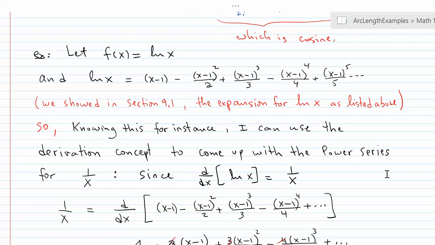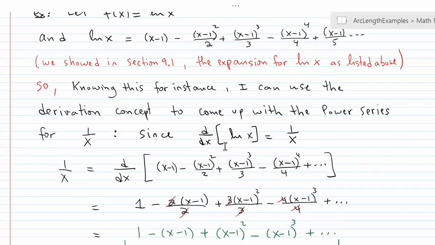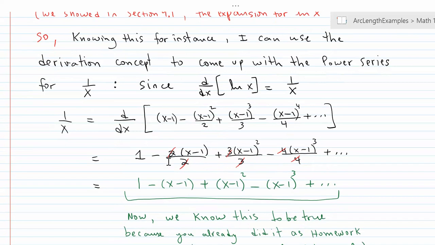Now, what we're going to do here is, since we know the derivative of ln x is 1 over x, this is a true statement. So if I wanted to find a power series for 1 over x, but I know the power series for ln x, I could simply differentiate each one of these terms, simplify it, and the new power series that I get will represent 1 over x.